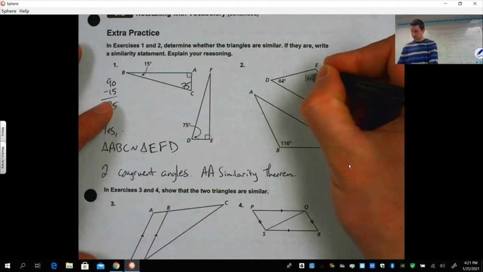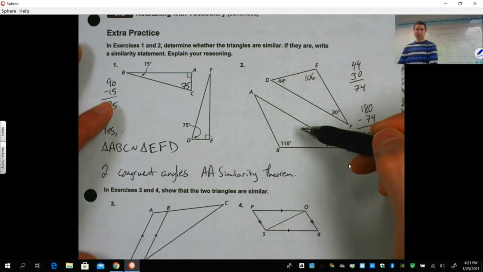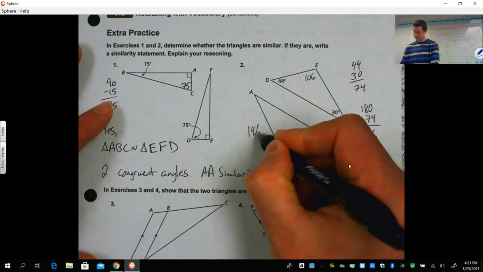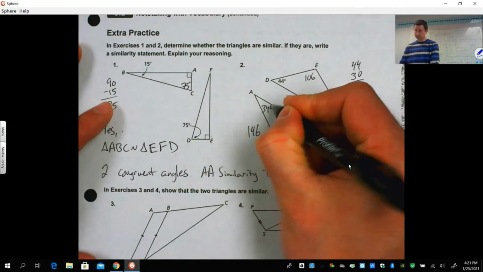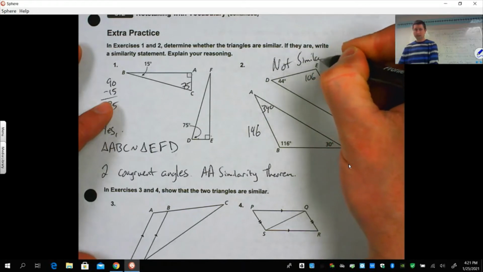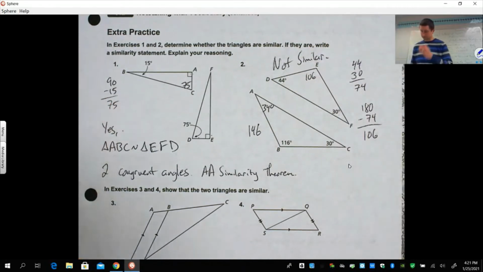So that makes this 106, so they are not similar. Okay, this one would be 146, that would be 34 degrees there. So we do not have angle-angle similarity there.